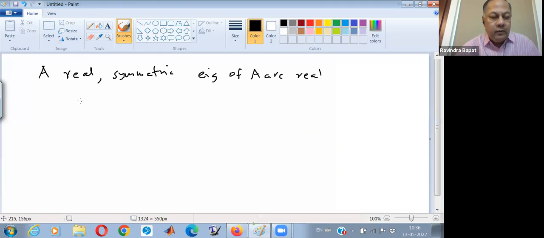And again, the usual proof given is through eigenvectors. That proof is correct. There's no problem about that. But the only problem is that, suppose lambda is an eigenvalue, then A is real. We want to show that lambda is real. X may not be real.